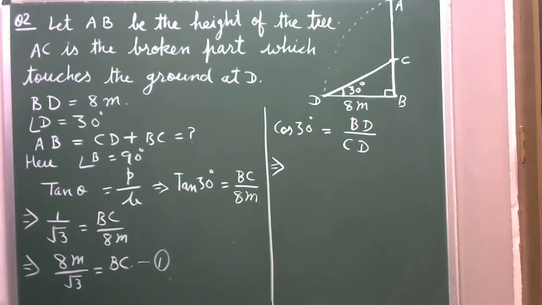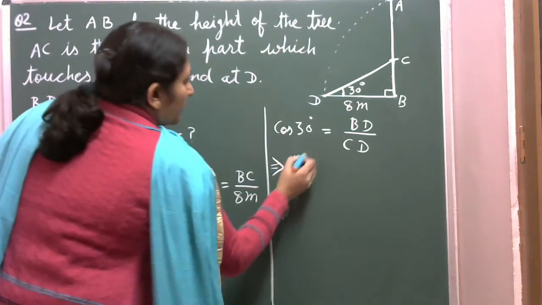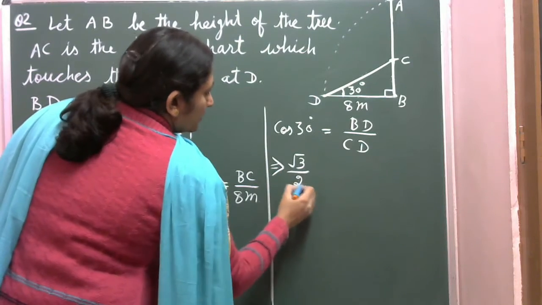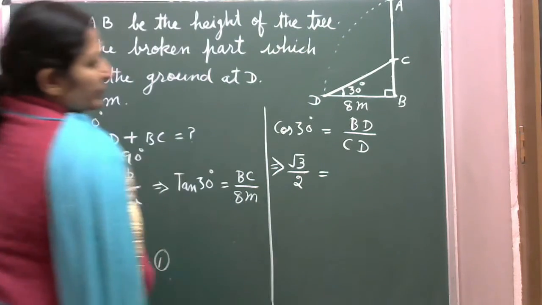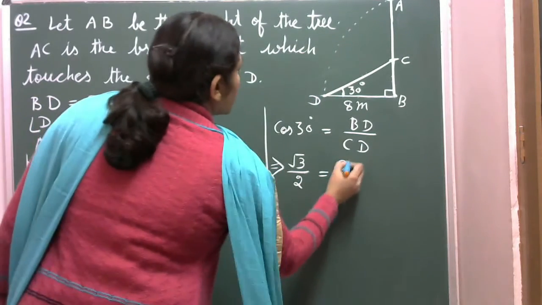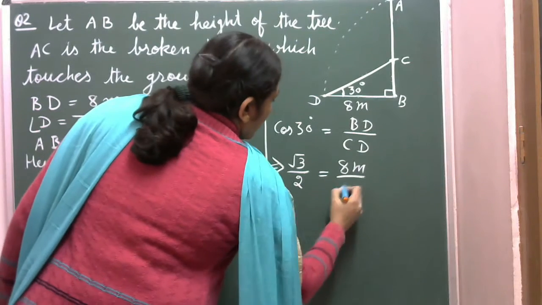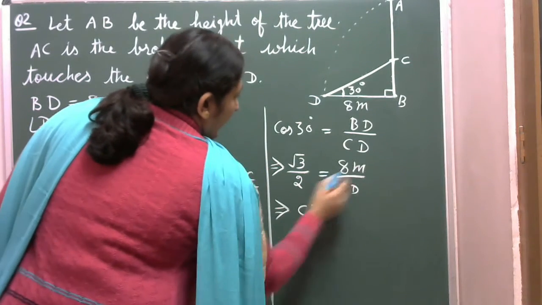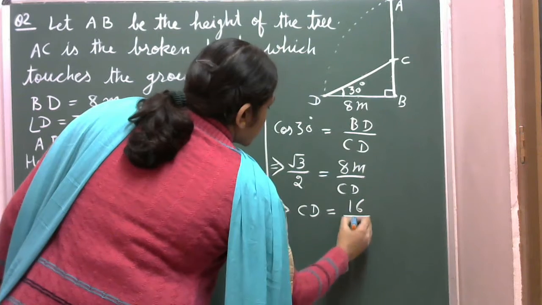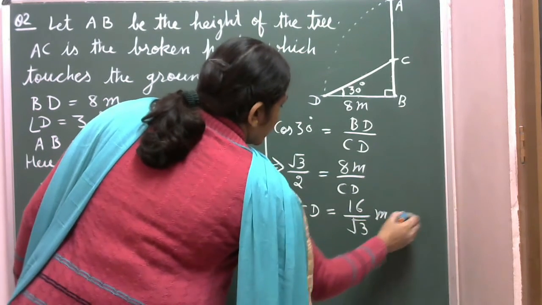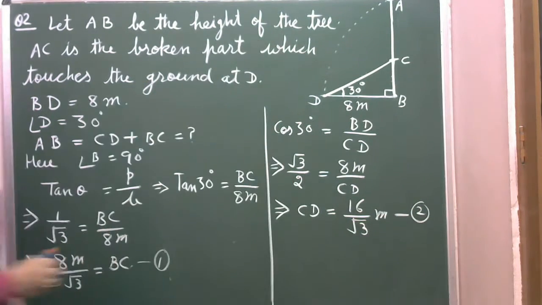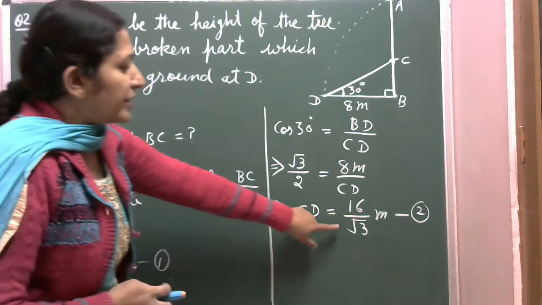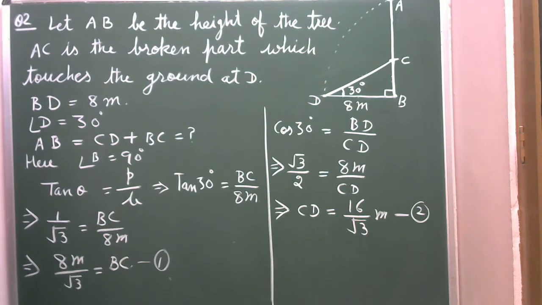Now the value of cos of 30 degree is under root 3 over 2 is equal to BD, you know it is 8 meter over CD. So we can say CD is equal to 8 into 2, 16 over under root 3 meter. Let it be number 2. Now you see here in the denominator under root 3, here also under root 3. We can easily add these and then we can rationalize this.